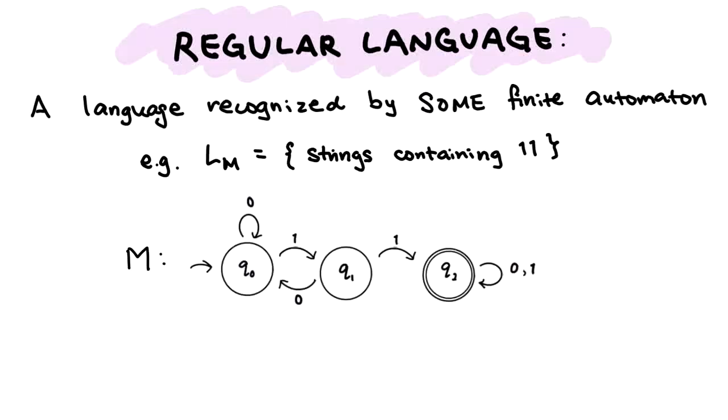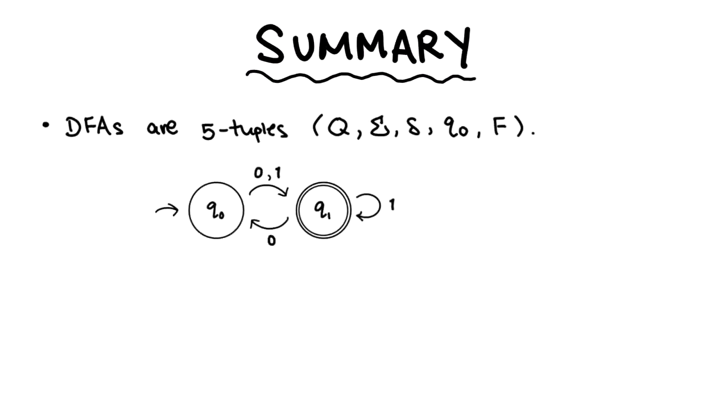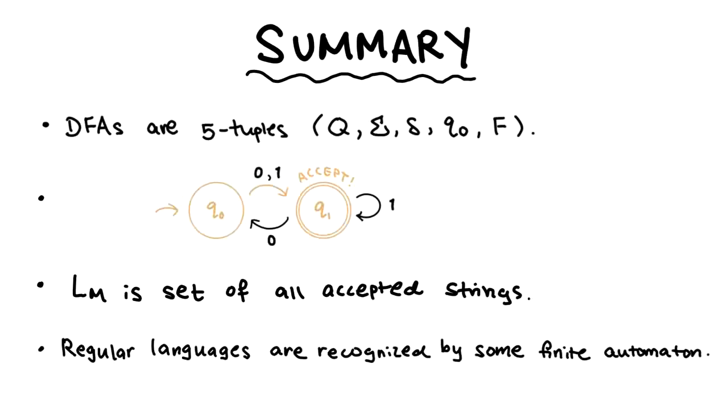Now that was quite a bit of information, so let's just summarize what was said in this video. 1. DFAs are 5-tuples that can be represented with state diagrams. 2. If the last symbol of an input string causes the machine to be in an accept state, then the machine accepts the string. 3. The language of a machine is the set of all strings it accepts. And finally, a language recognized by some finite automaton is called a regular language.